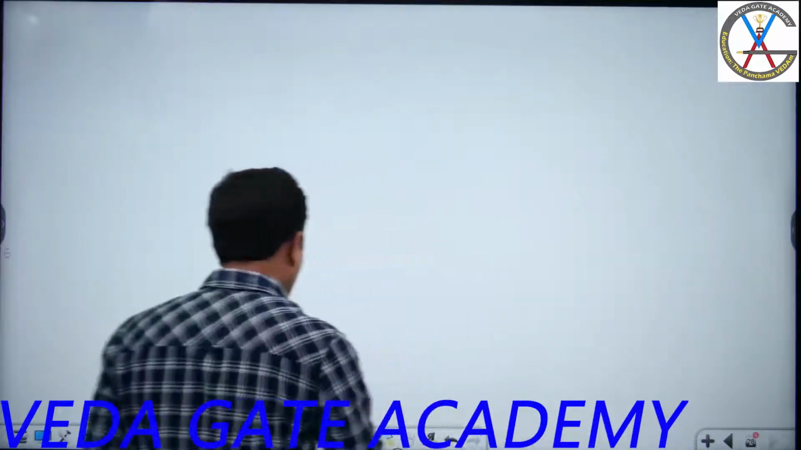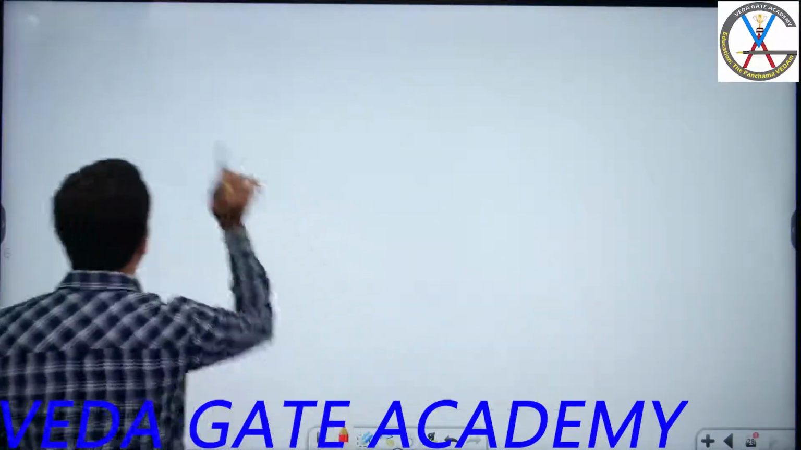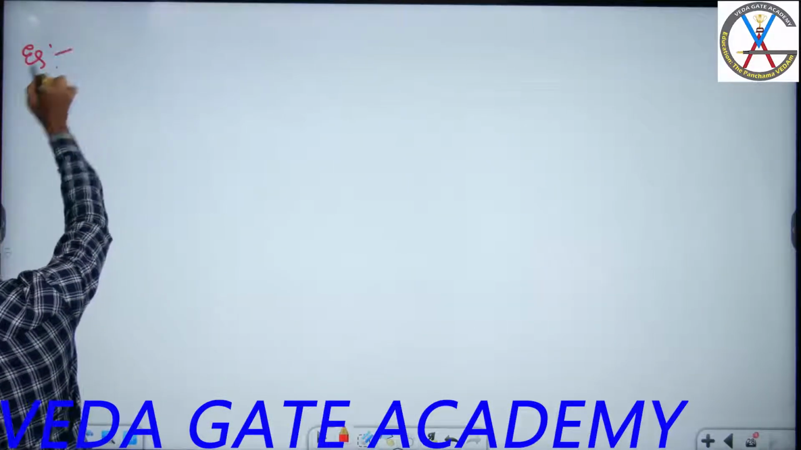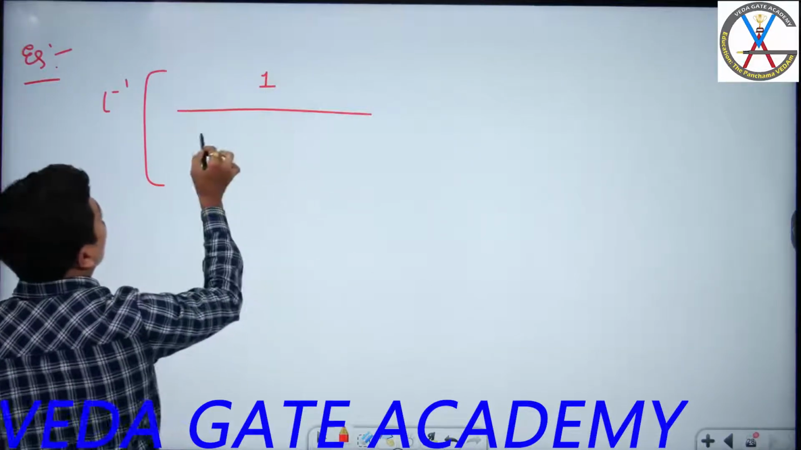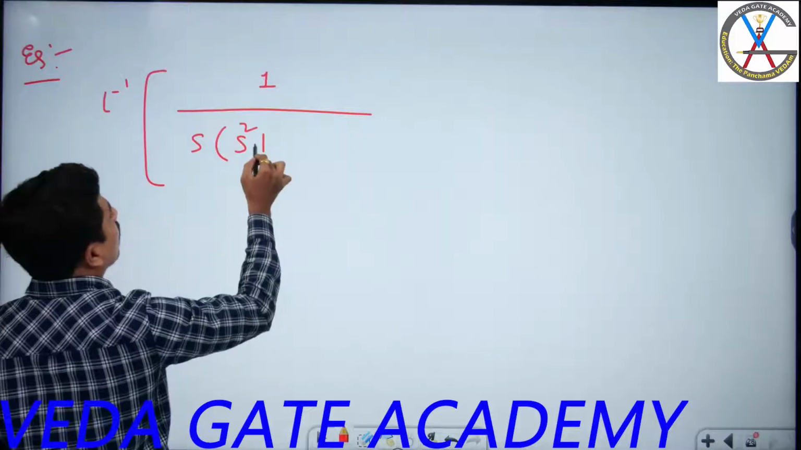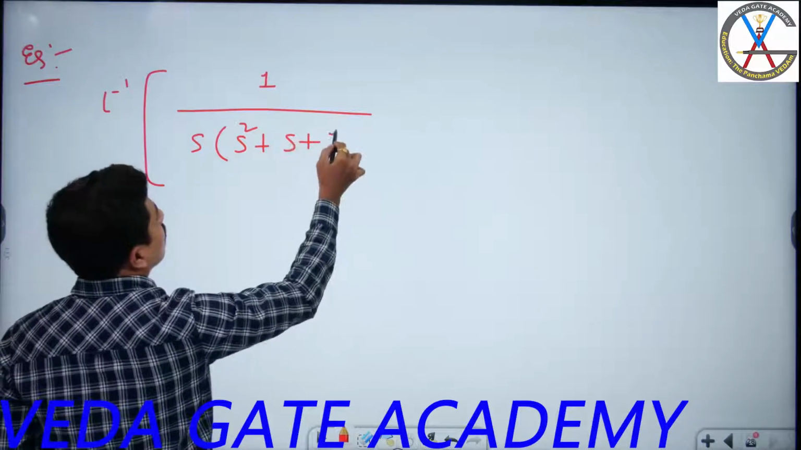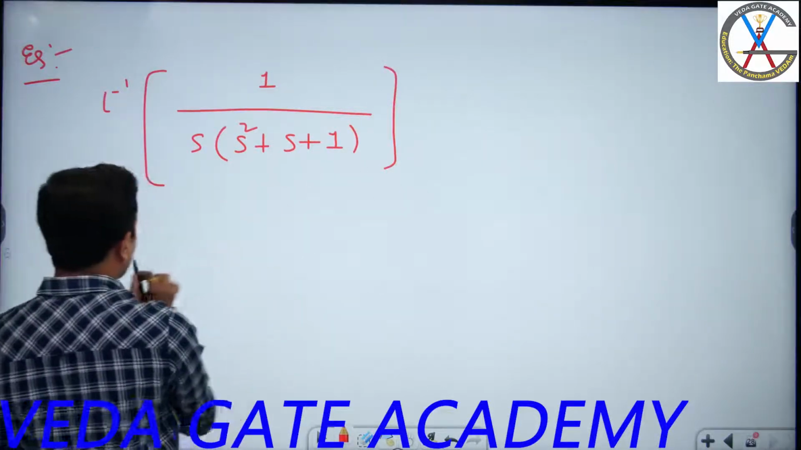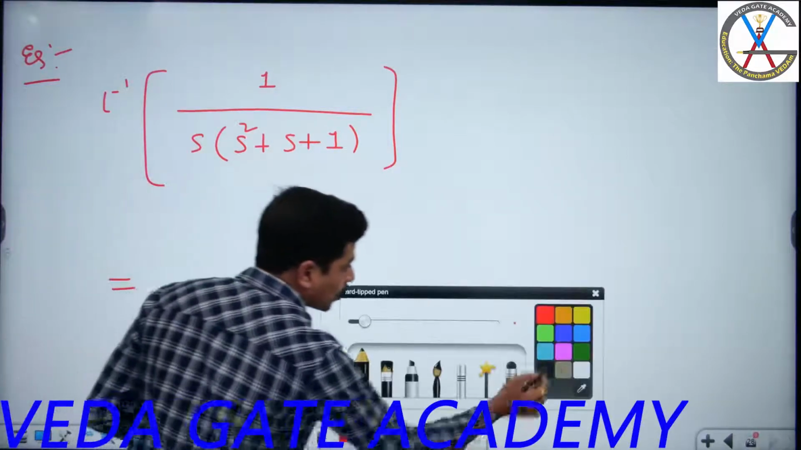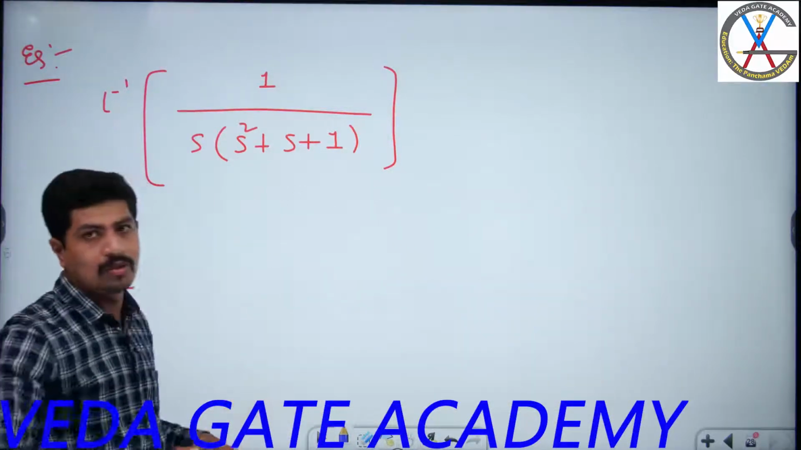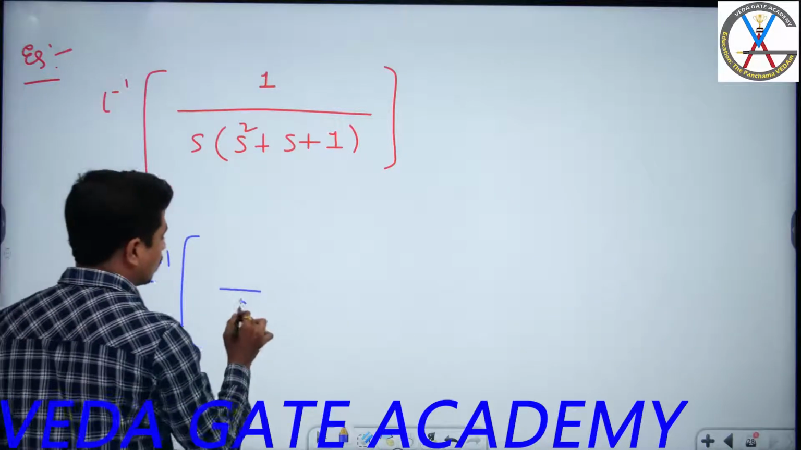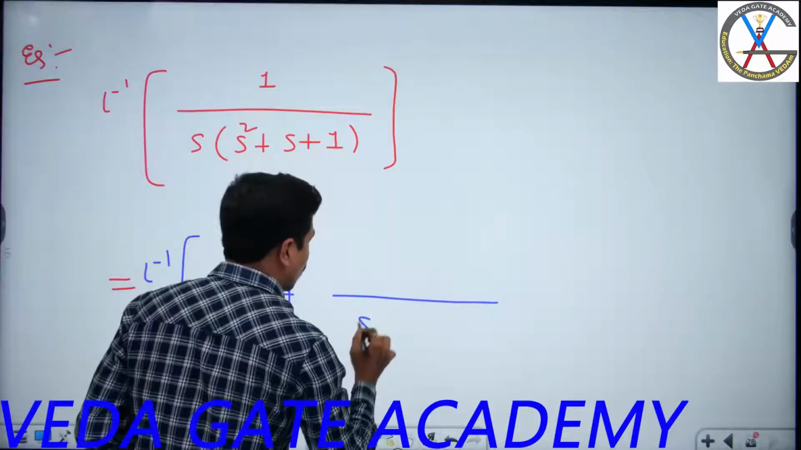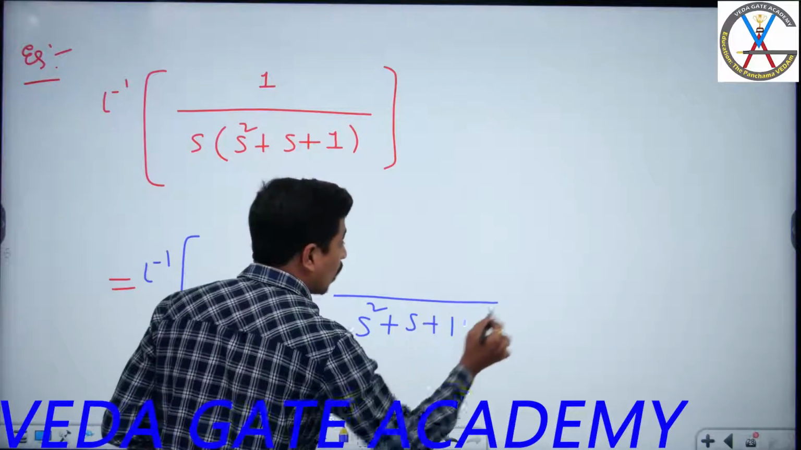Let us solve one more problem. I'm going to solve this problem very simply. Example: L inverse of 1 by s into s square plus s plus 1. This is very simple. Let me show you how we are going to solve it, very easily. L inverse of general expansion, and s square plus s plus 1.